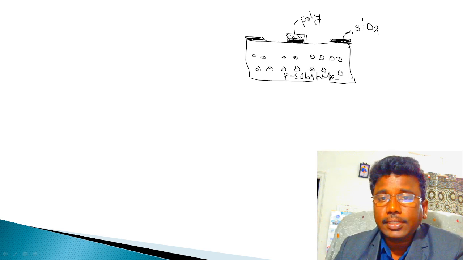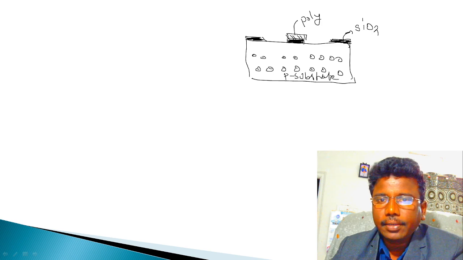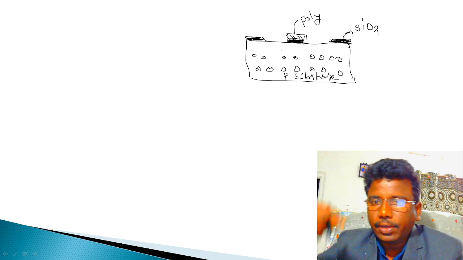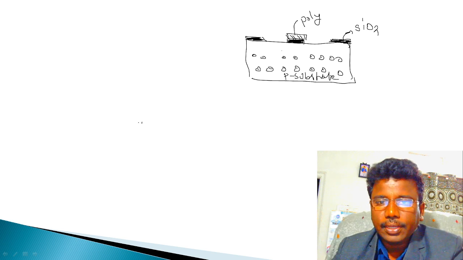Then in the next step our aim is to design the source, gate, drain terminals. Gate is designed. So next we need to design source and drain terminals. For that, by heating this material we are diffusing electrons into the P substrate. We need to diffuse this area.